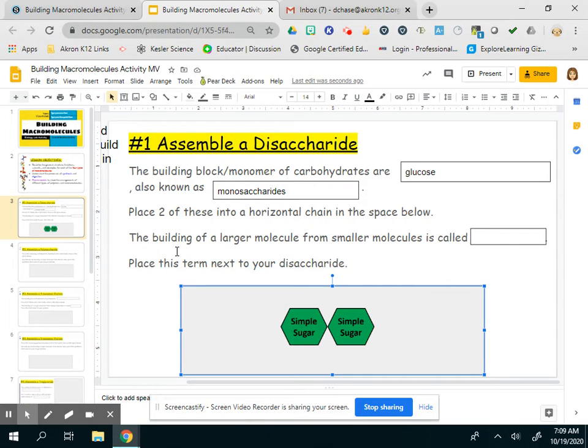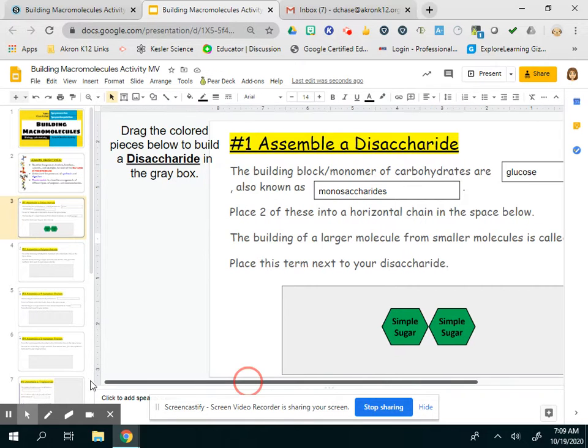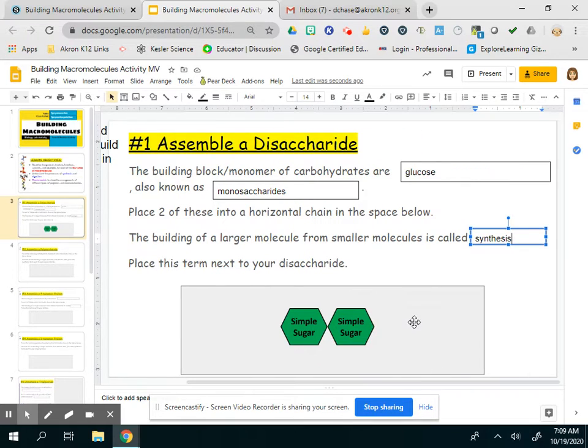So the building of a larger molecule from a smaller molecule is called, and that, when we're making something bigger, that is synthesis. So we would put that in. And then we're going to put the term synthesis next to this molecule. And it should have been over here. I'll have to place it in here for you, but you'll put the word synthesis right here in this box.